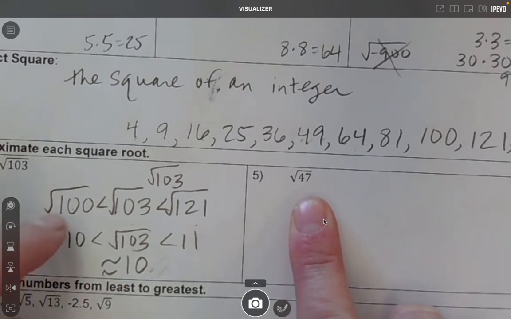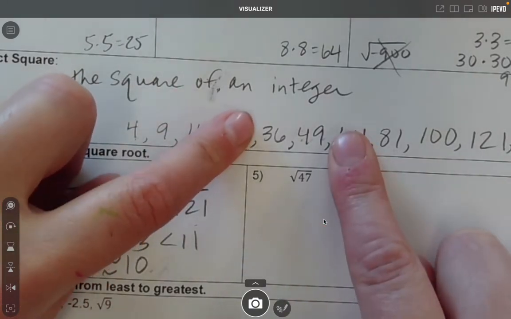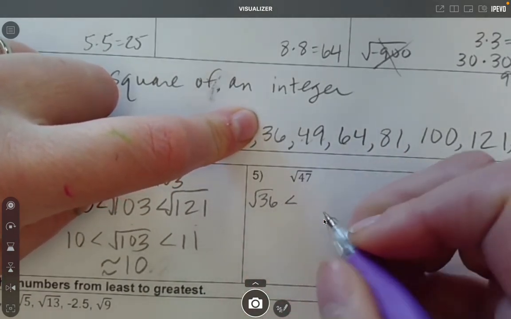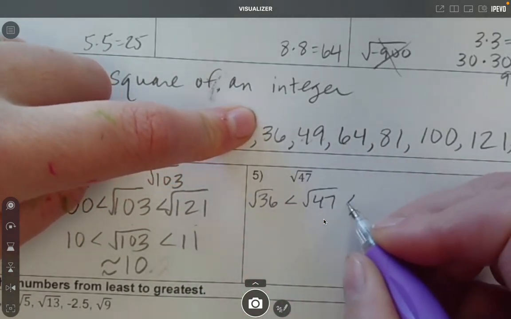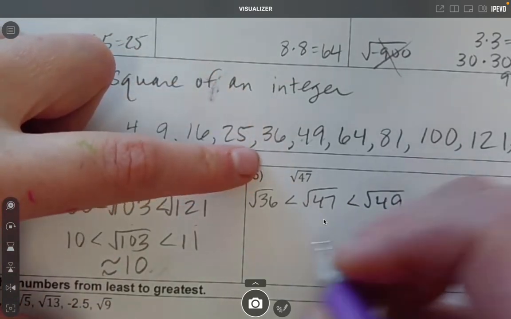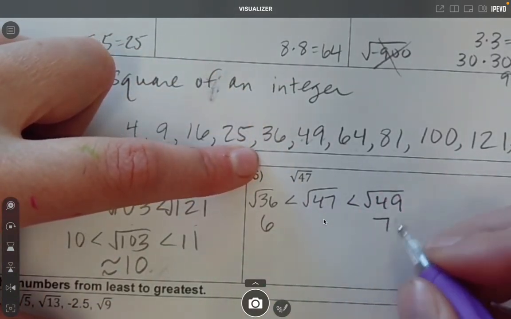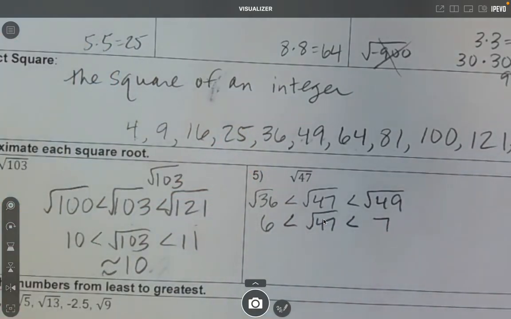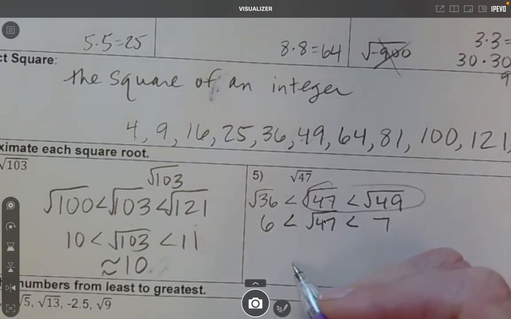So, square root of 47. So 47 is between the 36 and the 49. So I'm going to say square root of 36 is less than the square root of 47, which is less than the square root of 49. And then I'm going to take those roots. And then again, I want to think which one is the square root of 47 closer to? Well, 47 is closer to 49. So I would say that the square root of 47 is approximately equal to 7.